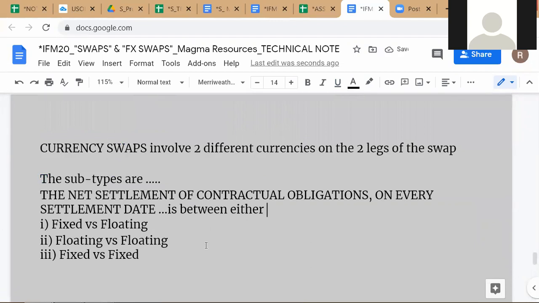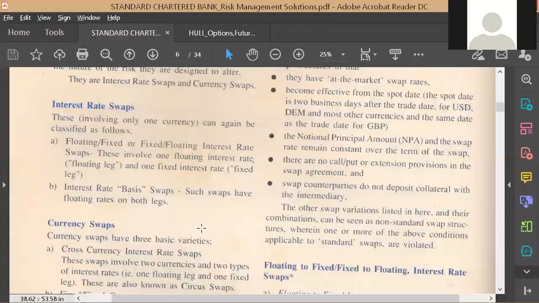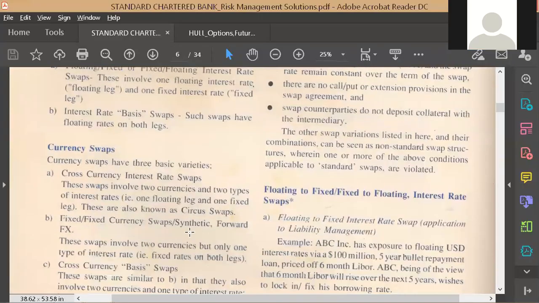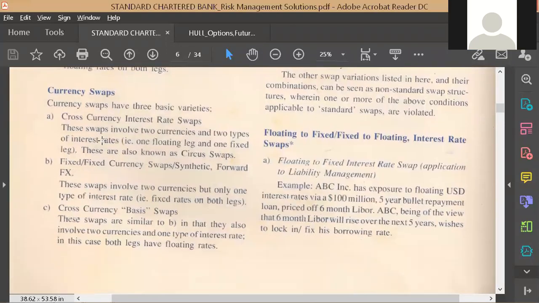Right? Now let's see what these are called. This is given here. The first one is called cross-currency IRS. Two currencies, two types of rates, one floating, one fixed, two different currencies. This is called a cross-currency IRS, also known as circus swap, etc.